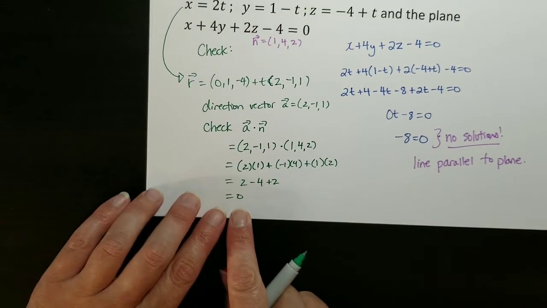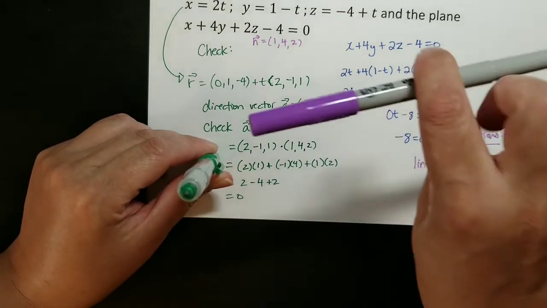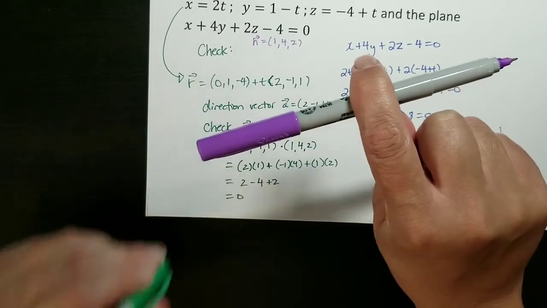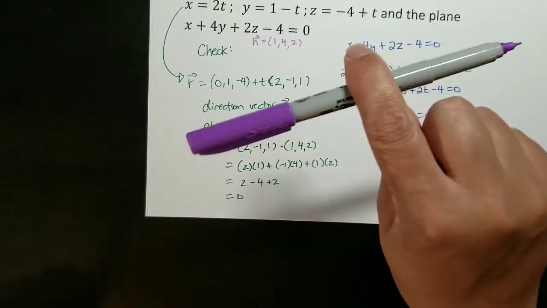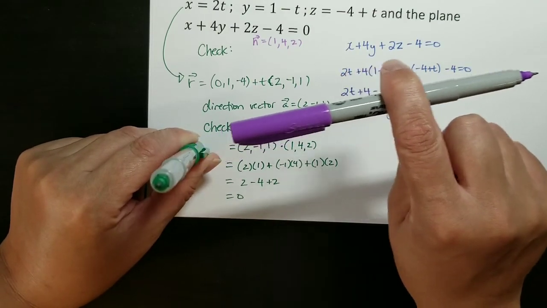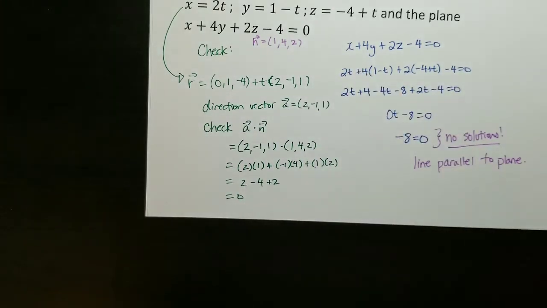So the normal to the plane, remember that's the one coming up perpendicular to the plane, is also perpendicular to the line. So that means that the line is parallel to the plane, because this one is perpendicular to the plane and perpendicular to the line. So the plane and the line must be parallel to each other.